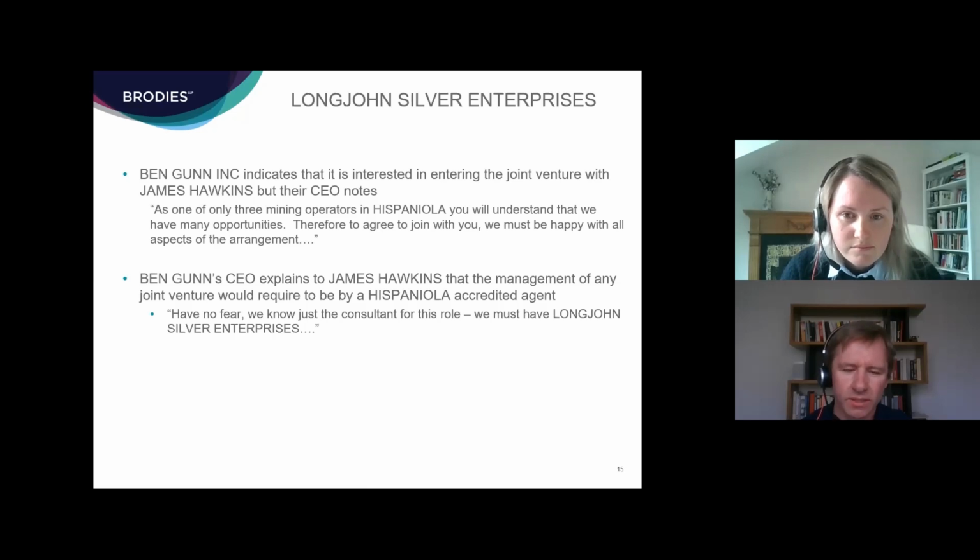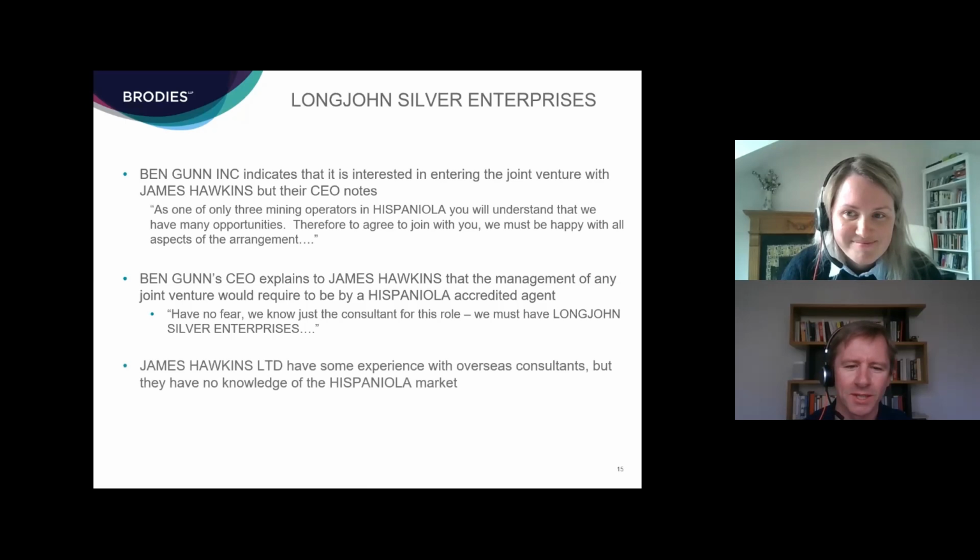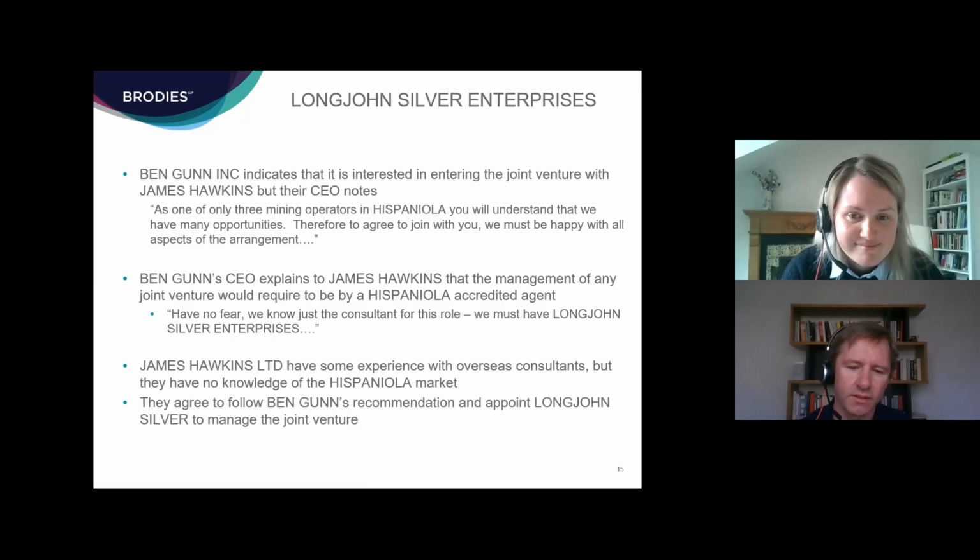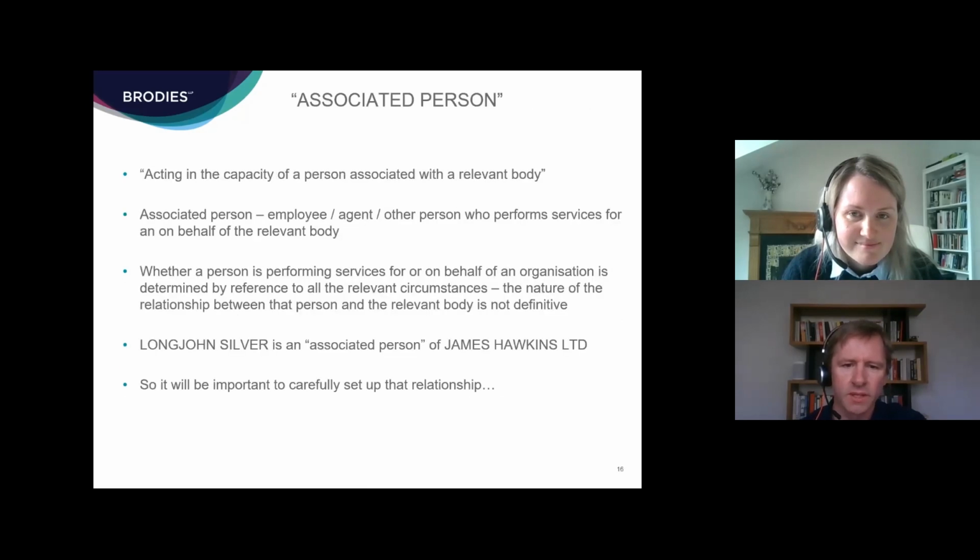I was quite pleased with Silver Enterprises as being part of this case study, but anyway, right. So James Hawkins Limited has some experience with overseas consultants. They've no knowledge of the Hispaniola market, and they agree to follow Ben Gunn's recommendation and appoint Long John Silver to manage the joint venture. And Lisa, can you help us with how does Long John Silver fit within the scheme of the Criminal Finances Act?